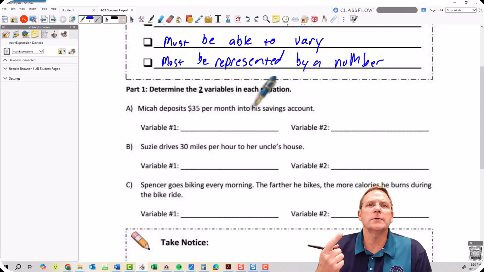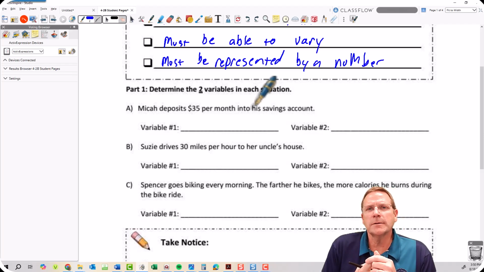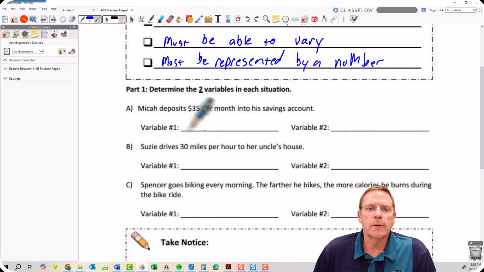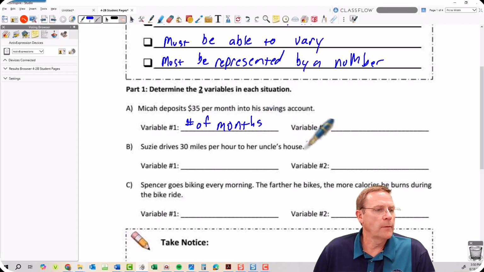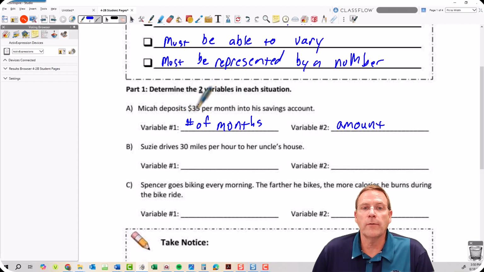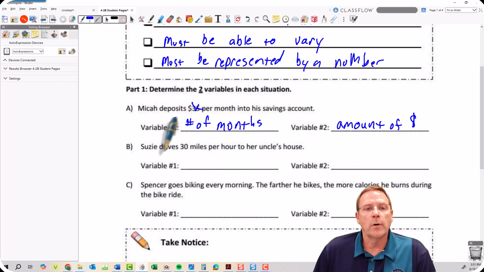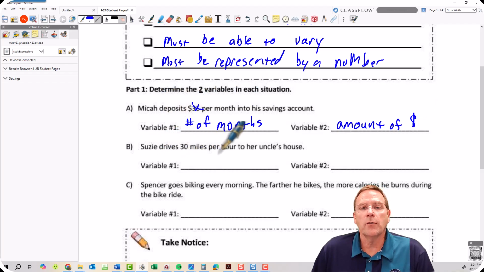All right, so there's two things going on. One of those things is going to be how much money he's depositing per month, and the second thing is how many months he's depositing it. So they said that they're going to call the first one the number of months, and the second thing is going to be the amount of money. And this amount of money is not going to be the $35. This is the amount of money that he's going to have after a certain number of months of depositing that $35 per month.